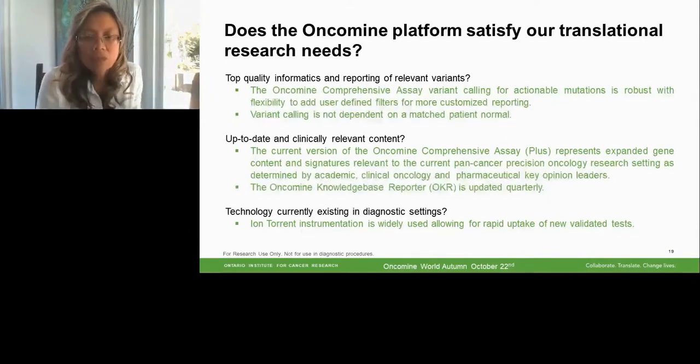So again, this is a wonderful resource that you can use in conjunction with the results that come out from this assay. And currently, is this technology available and widely used? Well, the Ion Torrent instrumentation is widely used and is available for rapid uptake of new validated tests.